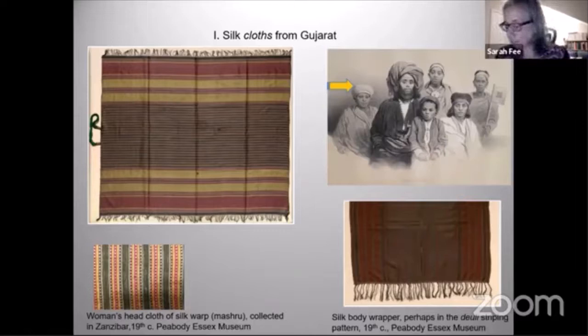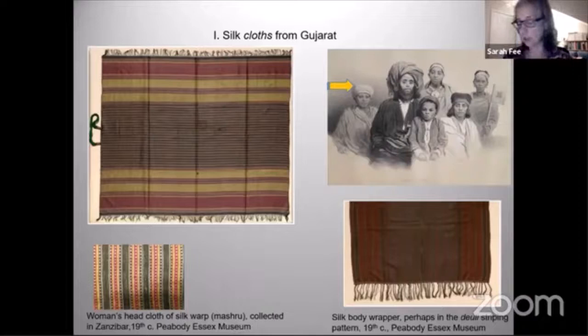Edward Alpers, in a revisit of a 17th century list of imports into Mozambique, also identifies some silk textiles. So what were these Gujarati silks? To date, despite all my combing through many museum collections, all I've managed to locate are two Gujarati examples destined for Zanzibar, both of them at the Peabody Essex Museum in Salem, Massachusetts.